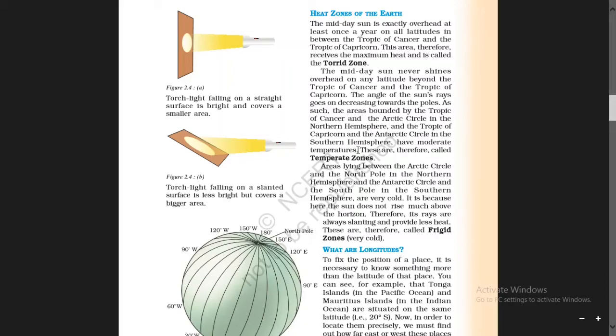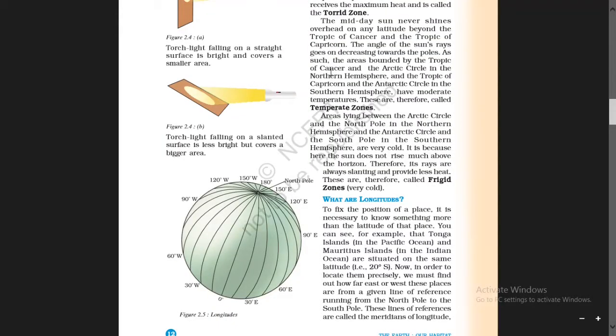In this way, the areas bounded by the Tropic of Cancer and the Arctic Circle in the northern hemisphere and the Tropic of Capricorn and the Antarctic Circle in the southern hemisphere have moderate temperature, meaning neither very hot nor very cold. These are therefore called temperate zones. That is why these are called temperate zones. So you must know it. What is the torrid zone? What are temperate zones? This definition you have to learn, boys.